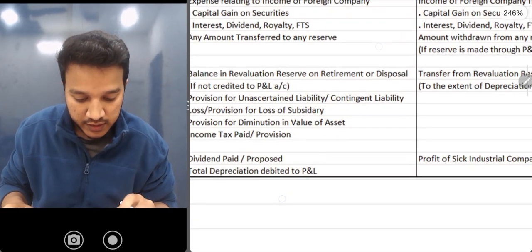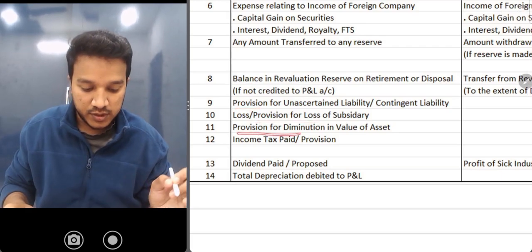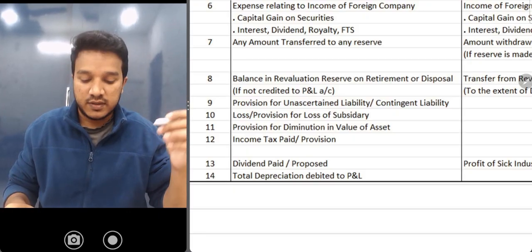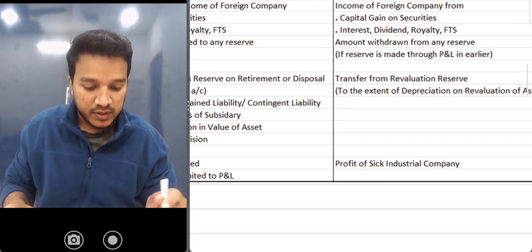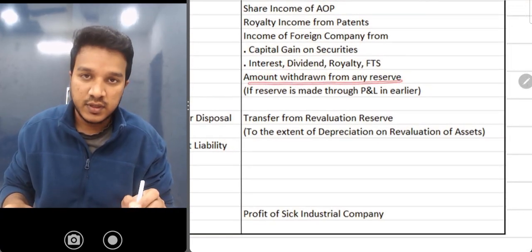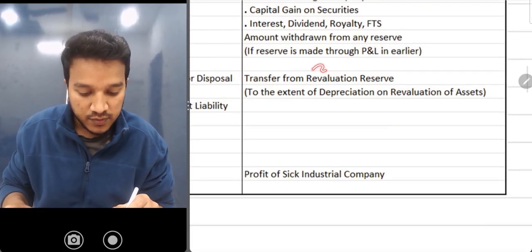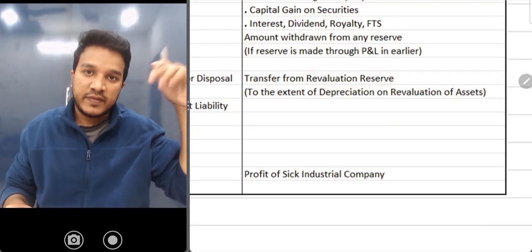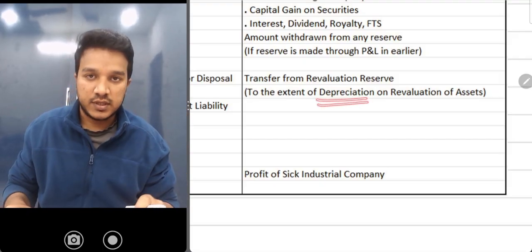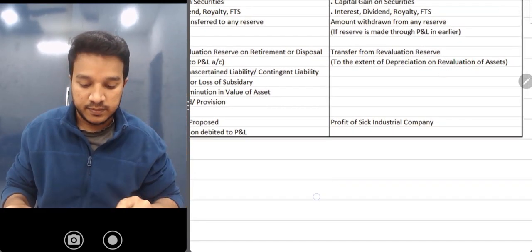Now next comes all provisions. Provision for uncertain liability, add it. Provision for loss of subsidiary, add it. Provision for diminution in value of asset, add it. Provision for income tax paid, or the provision itself, you need to add back. Here remember, these 2 points are critical. First, amount withdrawn from any reserve that was created through P&L only, that amount you will reduce. Next, transfer from revaluation reserve. From revaluation reserve, any amount credited to P&L, you will reduce to the extent of depreciation. Got it? If you do the question, you will understand.